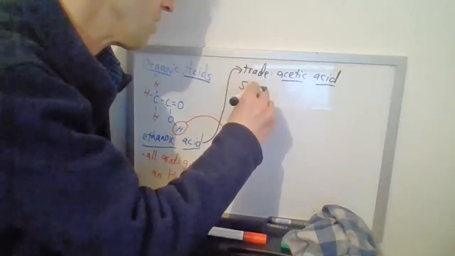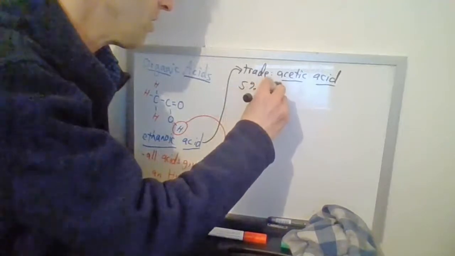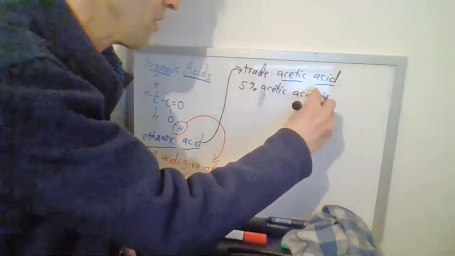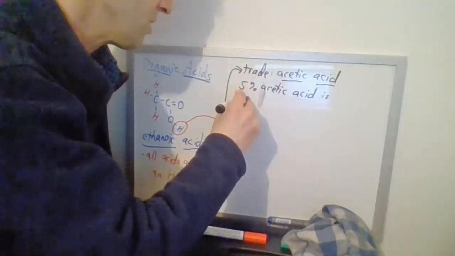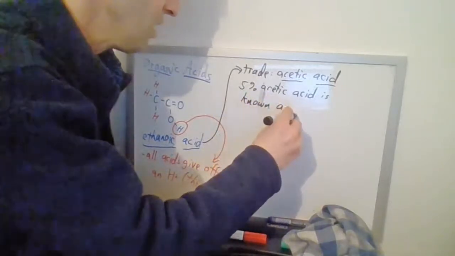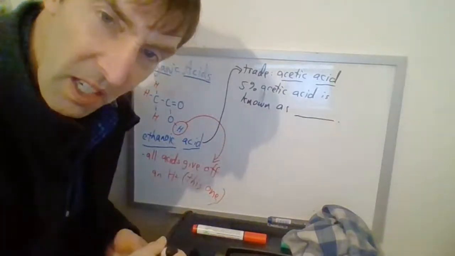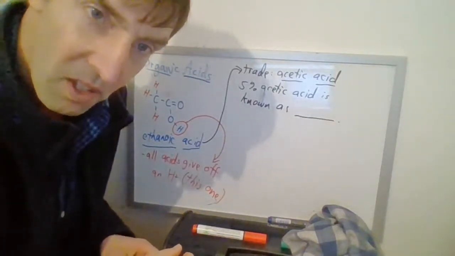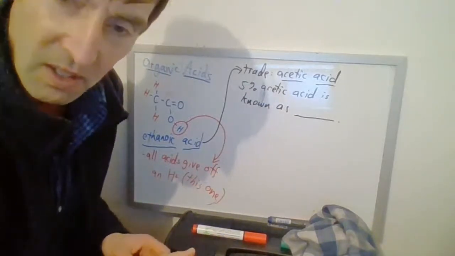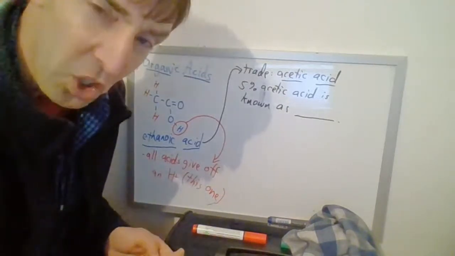5% acetic acid. Whoa. Hey, come on, teacher. 5% acetic acid is known as what? What famous cooking item is acetic acid in your kitchen? Citric acid. No, Lily, but a good guess.